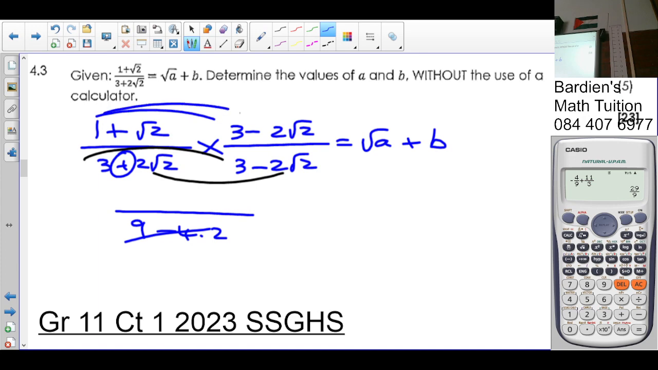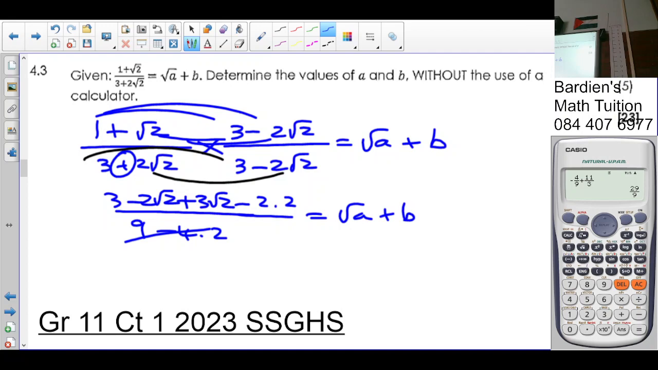And I multiply the top part. So 1 times 3 is 3. 1 times negative 2 root 2 is negative 2 root 2. Plus 3 times root 2 is 3 root 2. Minus 2 root 2 times root 2 is going to be 2 times 2, which is basically 4. So 3 minus 4 is negative 1, and negative 2 root 2 plus 3 root 2 is root 2, positive root 2 equals the square root of a plus b.